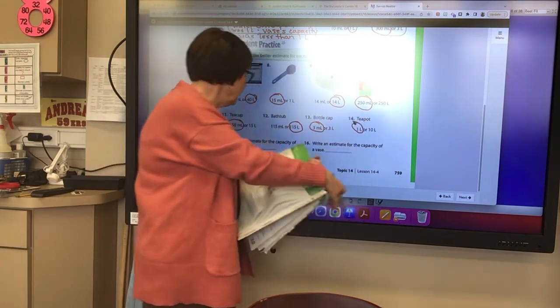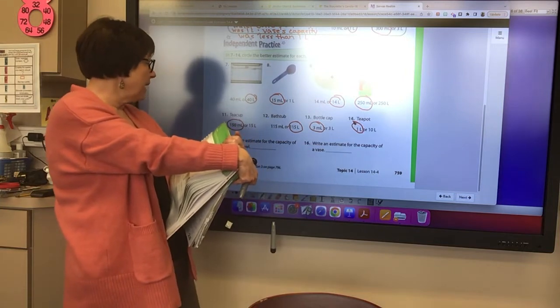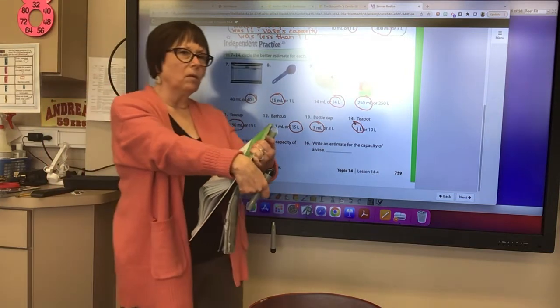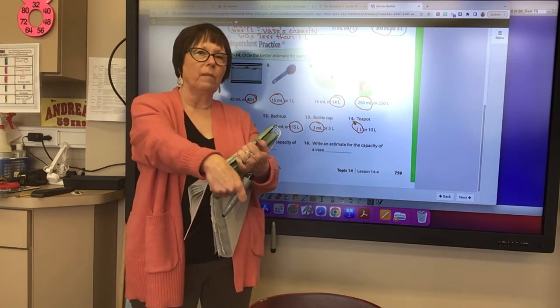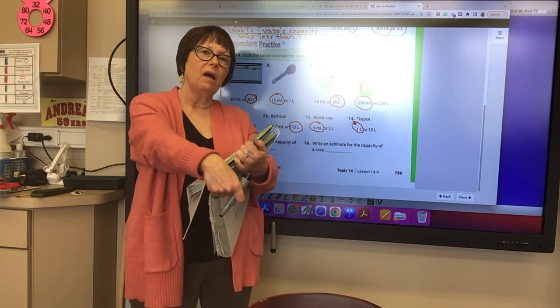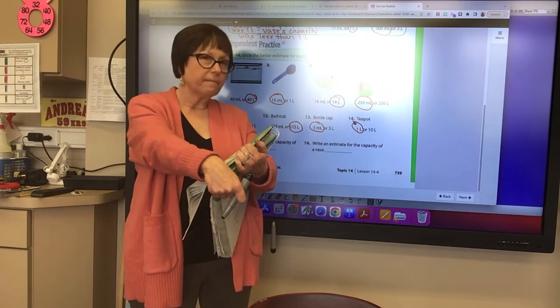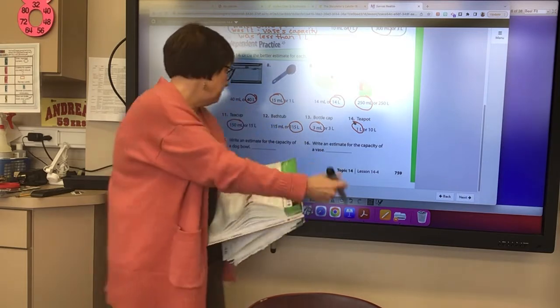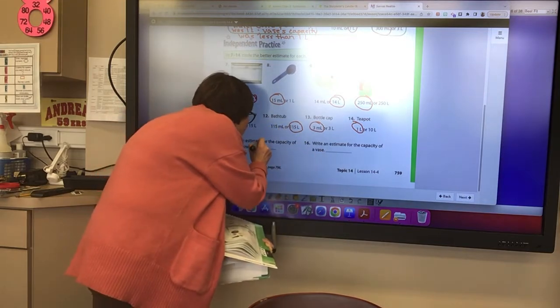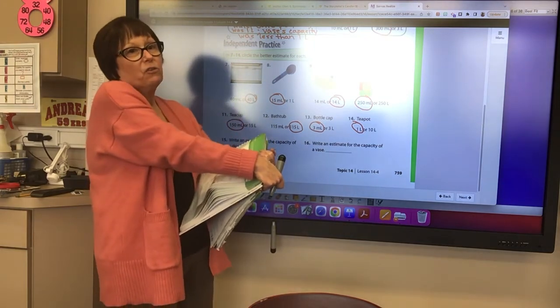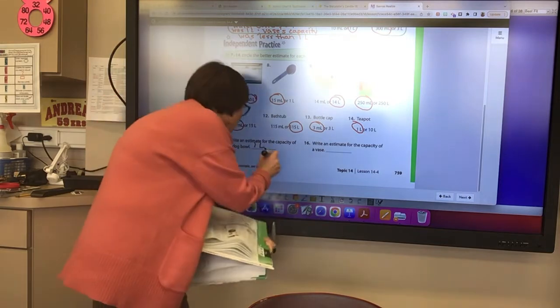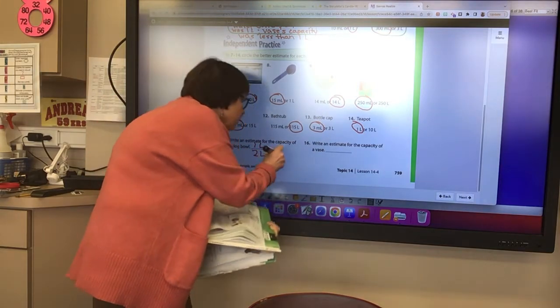Now, it says, write an estimate for the capacity of a dog bowl. What do you think the capacity for a dog bowl might be? 1 liter. I could go with 1 liter for a dog bowl. Anybody else have one? 2 liters. It could be 2 liters for a dog bowl, depending on the size. 1 liter, 2 liters, somewhere in there.